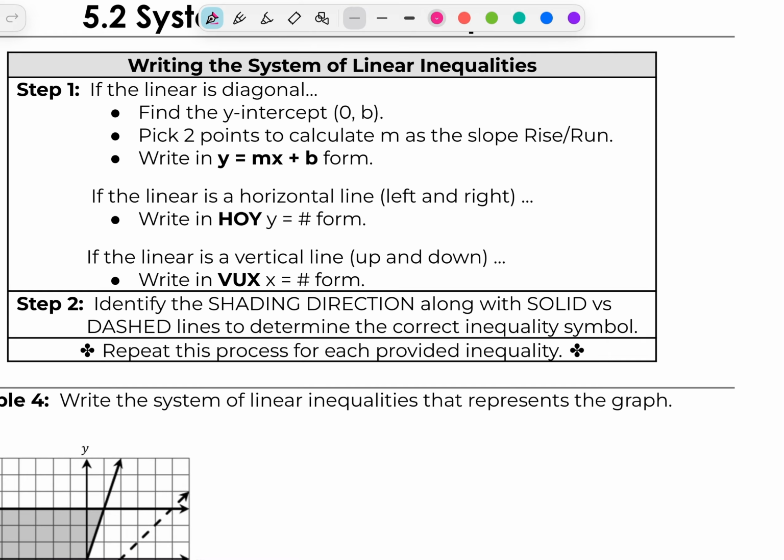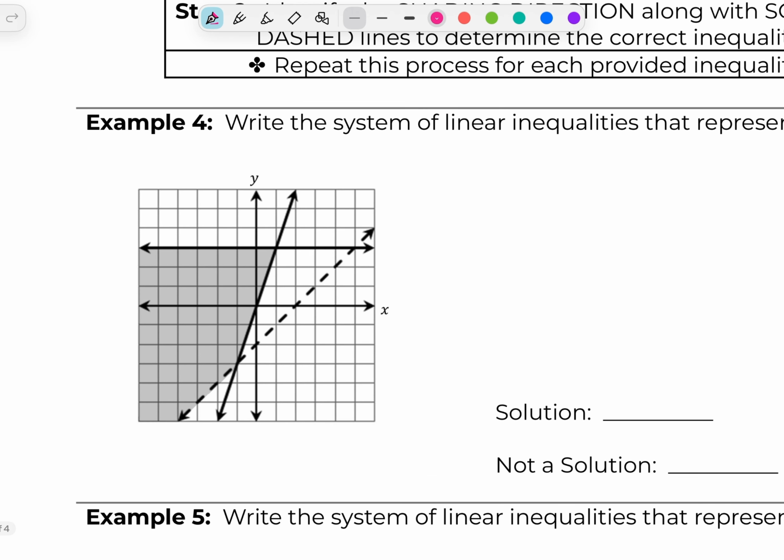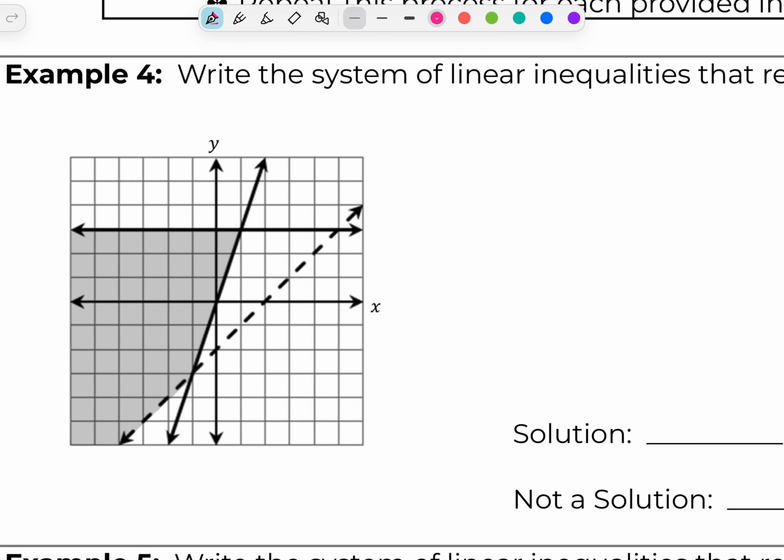And then we will use the shading to decide less than versus greater than. We will use solid versus dash to decide if it's equal to or not. So you can go in any order that you want. It kind of helps if you label your pictures so you don't get lost where you are looking.